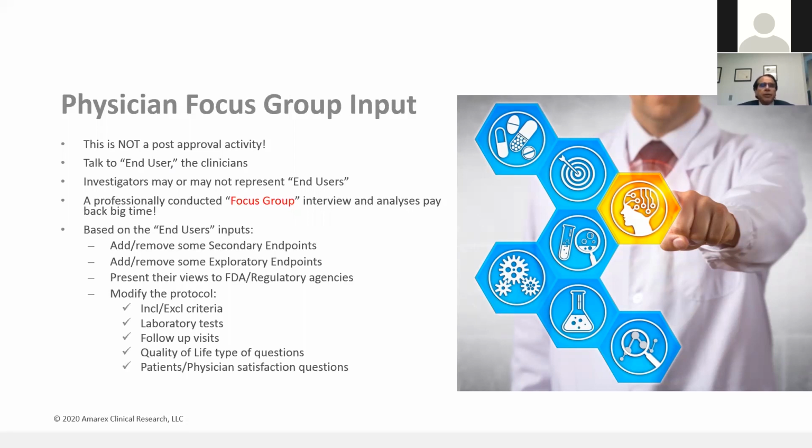And when you are going to do a focus group, you can add and remove some secondary endpoints. Typically, you may not be thinking of some endpoints, or some exploratory endpoints. These are things that you can add, or inclusion and exclusion criteria. There are so many components that you can add by doing a focus group and learning what the end users would want to know. So you can incorporate them in your trial, and then even present them to the Food and Drug Administration, the regulatory agencies.